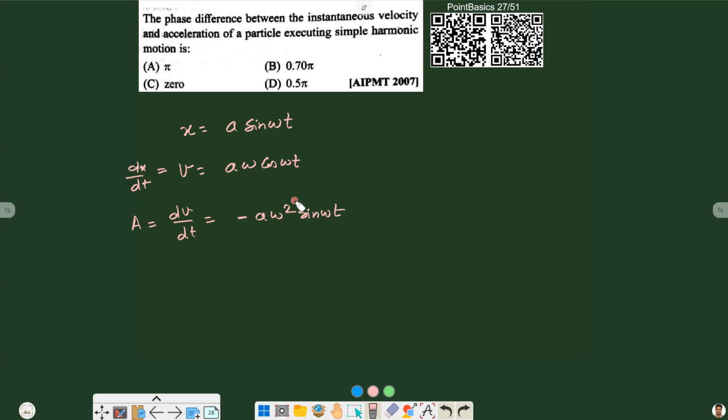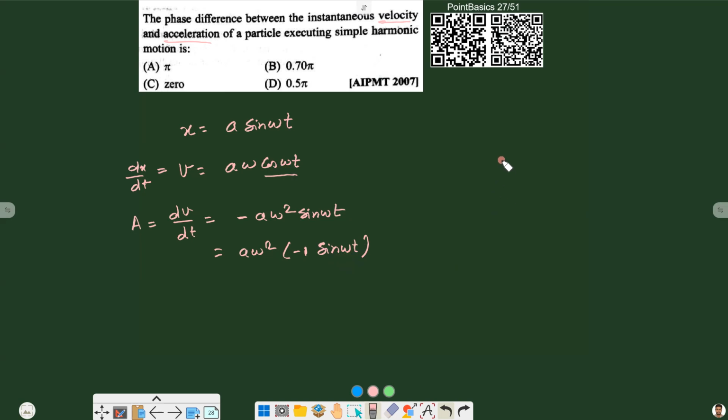Now, to compare their phases, because we have to find the phase difference between velocity and acceleration, we have to convert both of these into a single form. Means we have velocity in the form of cos and acceleration in the form of sine. So either we have to convert this cos into some sine form or this sine into some cos form. Here we will be converting acceleration into cosine form. So we can write acceleration like this: a omega square into minus 1 sine omega t. And now we will convert this sine omega t into the form of cos.